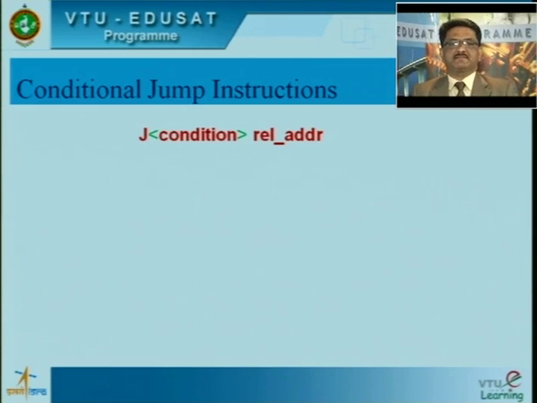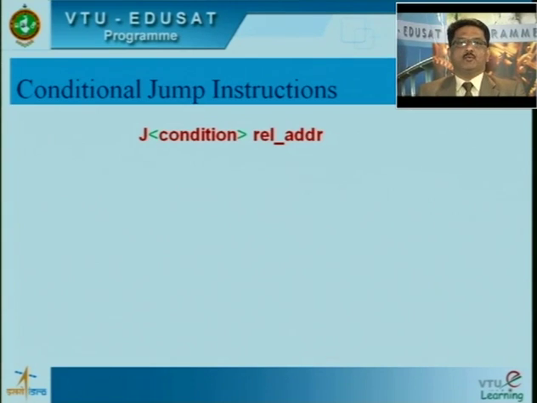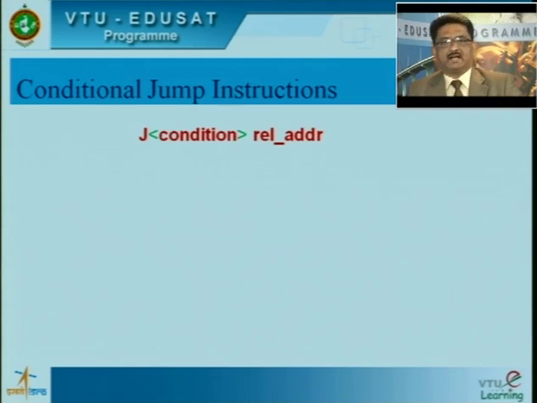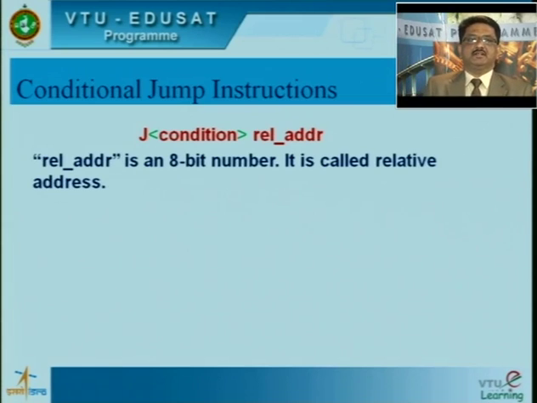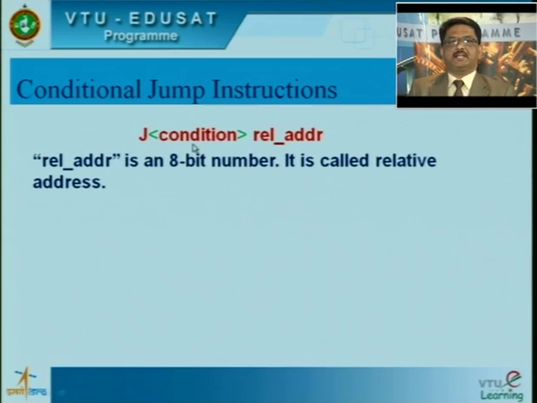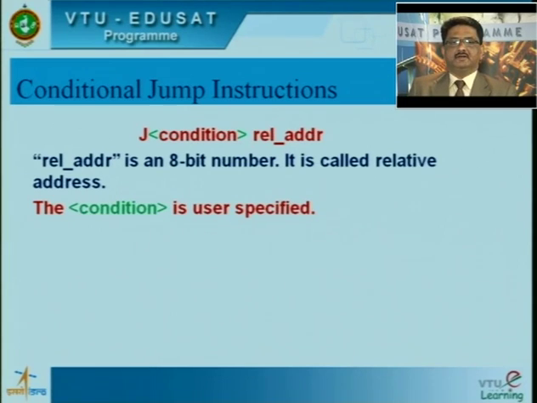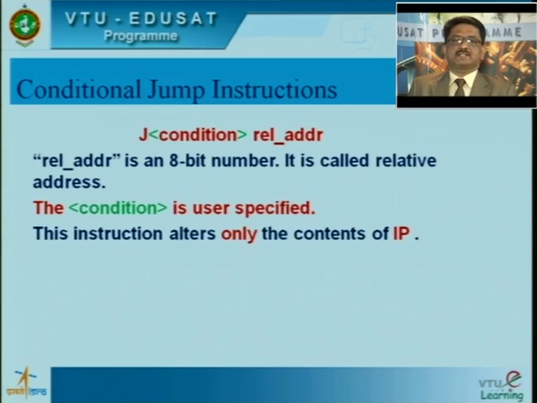The name itself specifies it: conditional jump instructions are those where branching will happen based on some condition. The control of execution gets transferred to a target location based on satisfying a particular condition, or on non-satisfaction of a particular condition, based on the instruction. For example, the syntax of a conditional jump is something like jump condition, relative address, where the relative address is an 8-bit number. It is called a relative address, as I mentioned. The condition is basically a user specified condition.